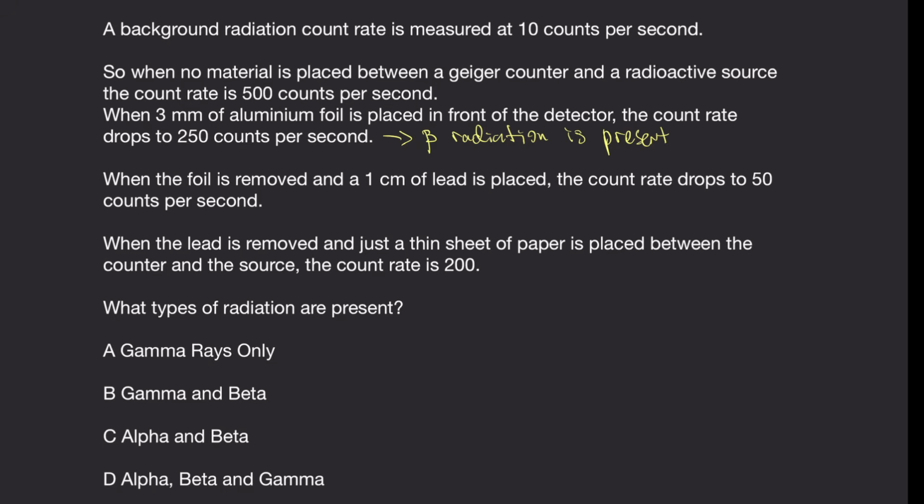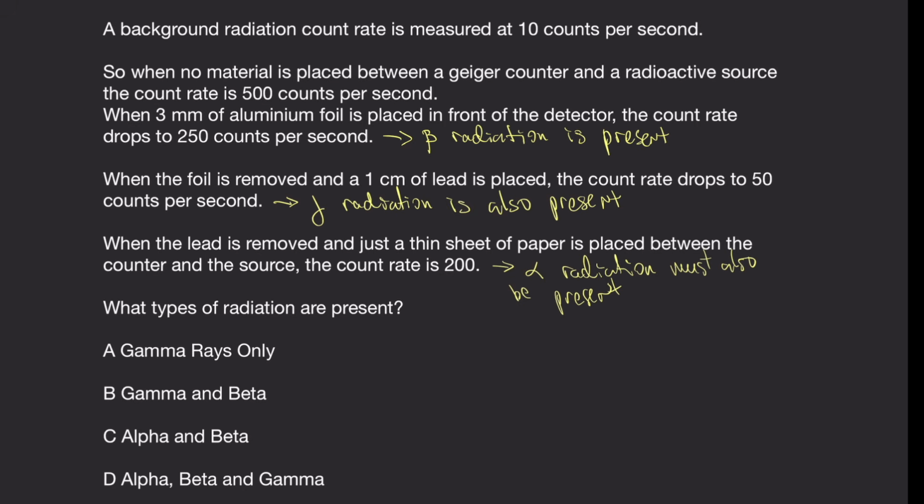So some of the radiation goes even through a centimeter of lead. This tells me that this can only be gamma radiation. So we definitely have beta and gamma. When the lead is removed and just a thin sheet of paper is placed between the counter and the source, the count rate is 200. So even the thin sheet of paper has stopped some of the radiation, meaning that alpha radiation must also be present. What types of radiation are present? Well, the answer is alpha, beta, and gamma.